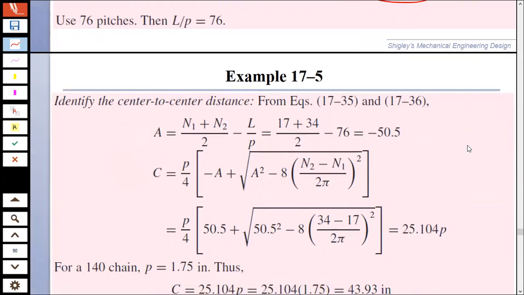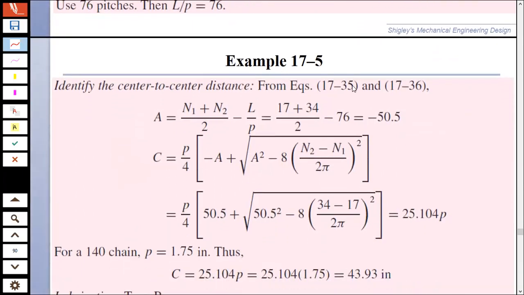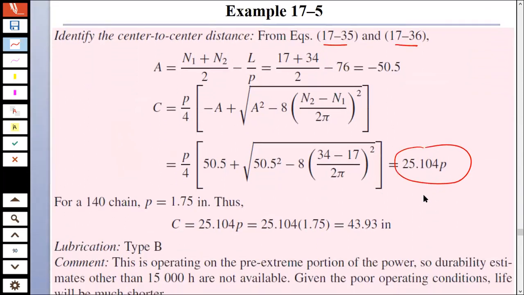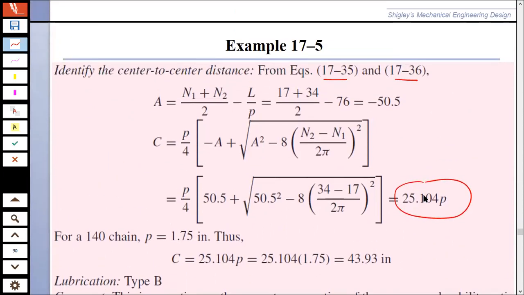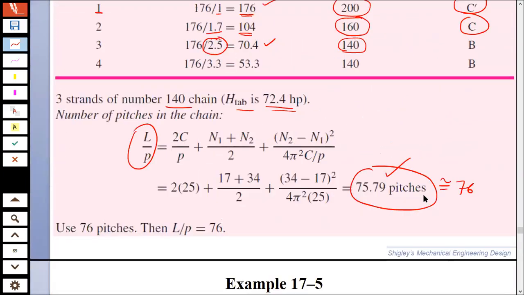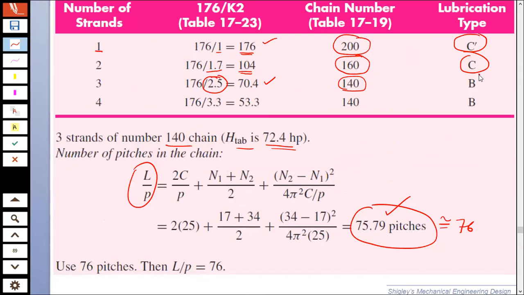The center to center distance, again, I have an equation for that, 17-35 and 17-36. If I use those equations, I'll have the center to center distance equal to 25.104. And the lubrication type that is specified for this is type B lubrication.